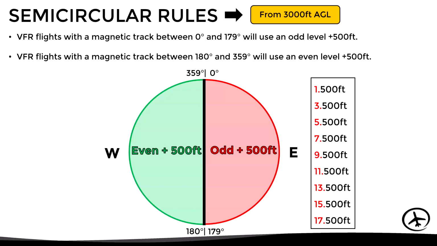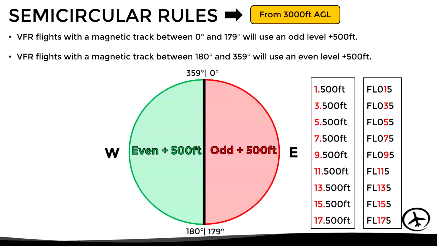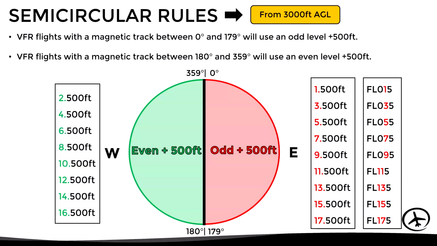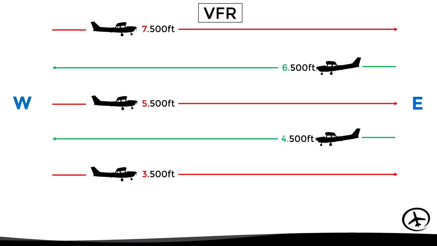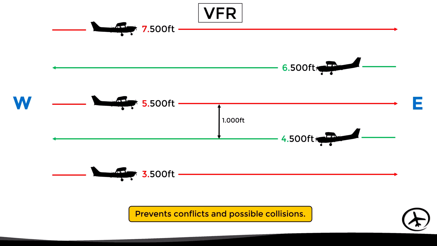7,500, etc. Or depending on the transition level of the area, these levels might be flight level 015, 035, 055, etc. On the other hand, all aircraft flying westbound will use even levels plus 500 feet, such as 2,500, 4,500, 6,500, 8,500, etc. Or depending on the transition level, these might be flight level 025, 045, 065, etc. The main objective of this semicircular system of levels is to ensure a natural separation between the eastbound and westbound traffic to prevent conflicts and possible collisions.